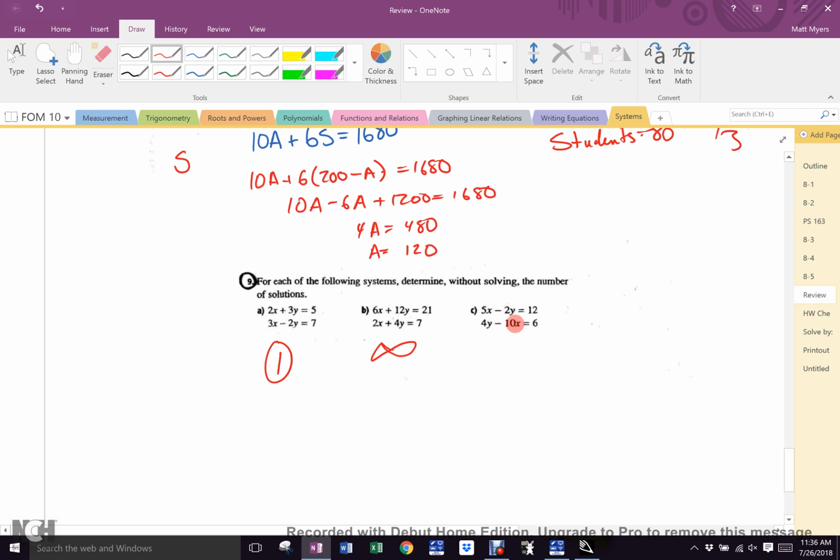4, 5, and 10. Hey, wait a second, that's times 2. 2 and 4, hey, wait a second, that's times 2. 2 and 6, hey, wait, 12 and 6, wait a minute, that's times 2. I better check. 5x minus 2y minus 12 and negative 10x plus 4y minus 6 times negative 2 times negative 2. Oh, but that's not right. So this is going to have the exact same slope, different y-intercept, so it's no solutions for 3 marks.